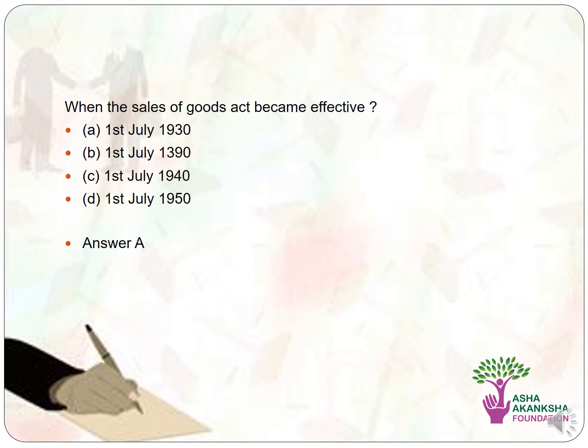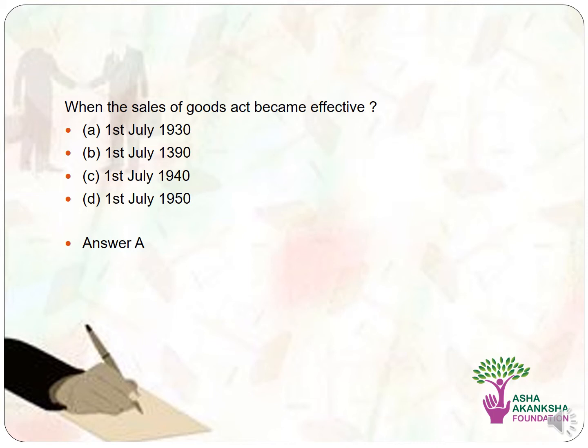The next question is, when did the Sales of Goods Act become effective? Option A, 1st July 1930. Option B, 1st July 1390. Option C, 1st July 1940. Option D, 1st July 1950. The correct answer is option A, that is 1st July 1930.